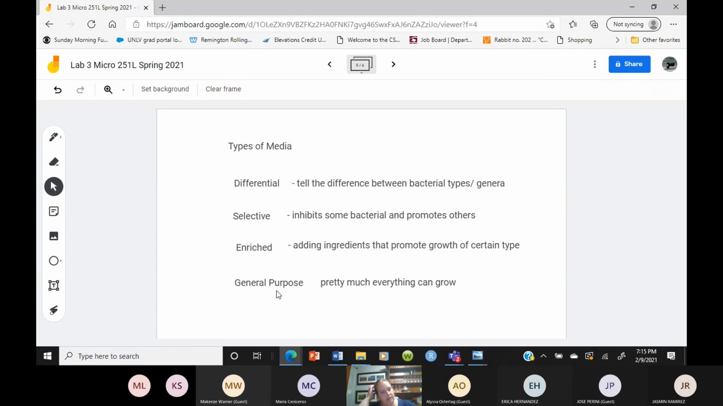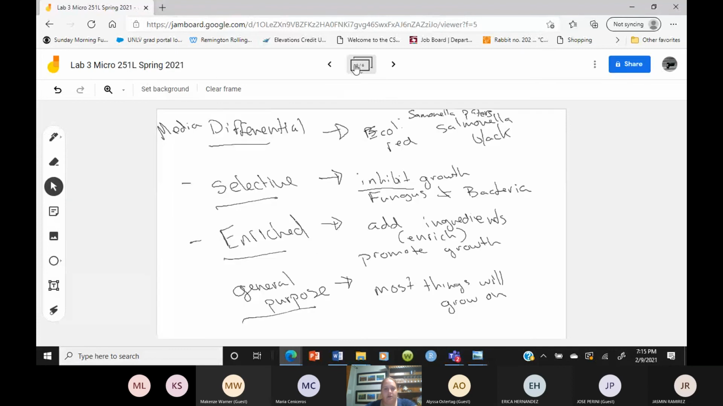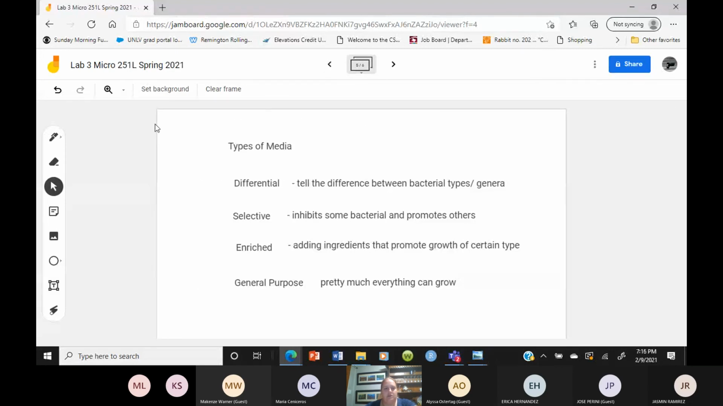So those are the 4 different types of media. You're going to be encountering several different types in this simulation, so keep an eye out for those. Try to differentiate between what those are.